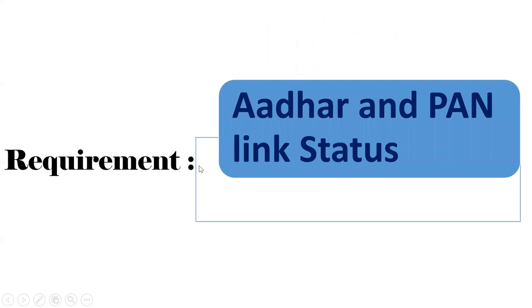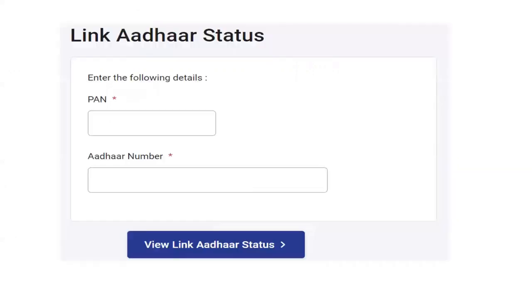Now we'll see the actual requirement. Our requirement is that we need to check whether Aadhaar and PAN are linked to each other or not. We'll see the requirement one more time. The user needs to enter the PAN number and Aadhaar number. So these are the two input parameters from the user, and we need to do the validation and give the output message to the user.